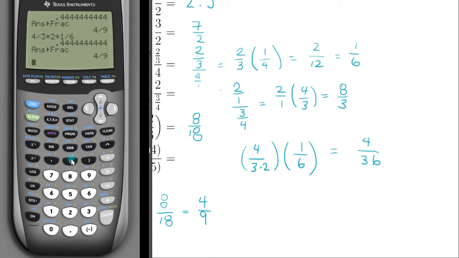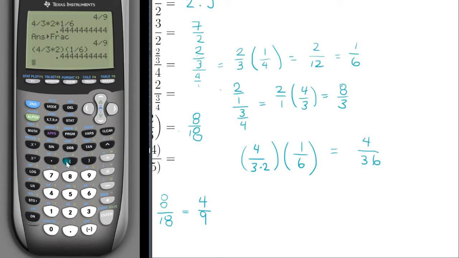Okay, so this is how you're gonna do it. You either write this fraction into the parentheses. So parentheses 4 divided by 3 times 2, close the parentheses, times, open a new parentheses, 1 divided by 6. Oops, I guess it gives me the same thing. That means that this parentheses must not be outside but inside the 3 times 2.